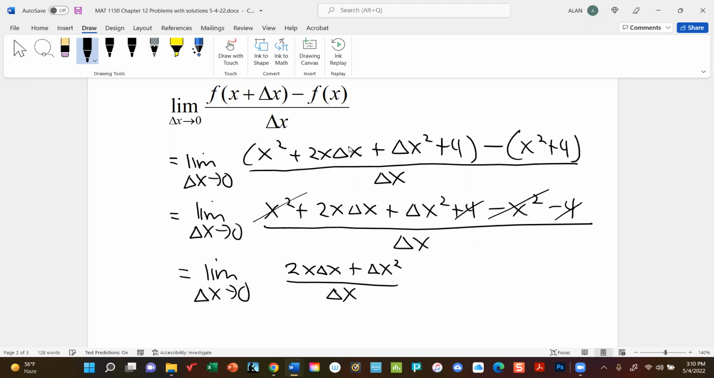Now, if you notice, both terms in the numerator have a delta x in them. So the delta x in the denominator will cancel with both of them.